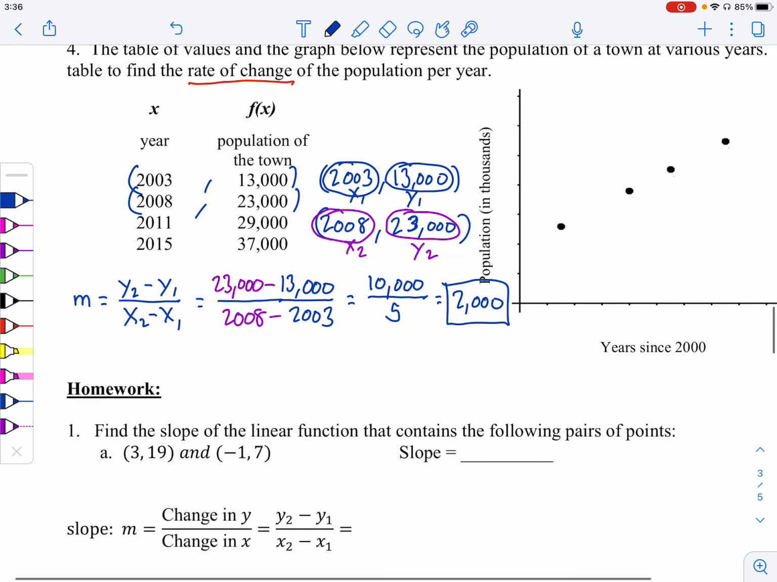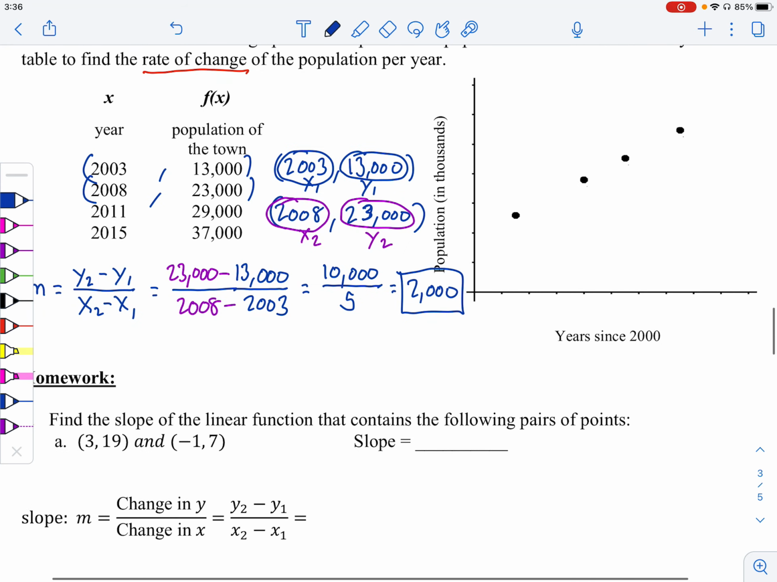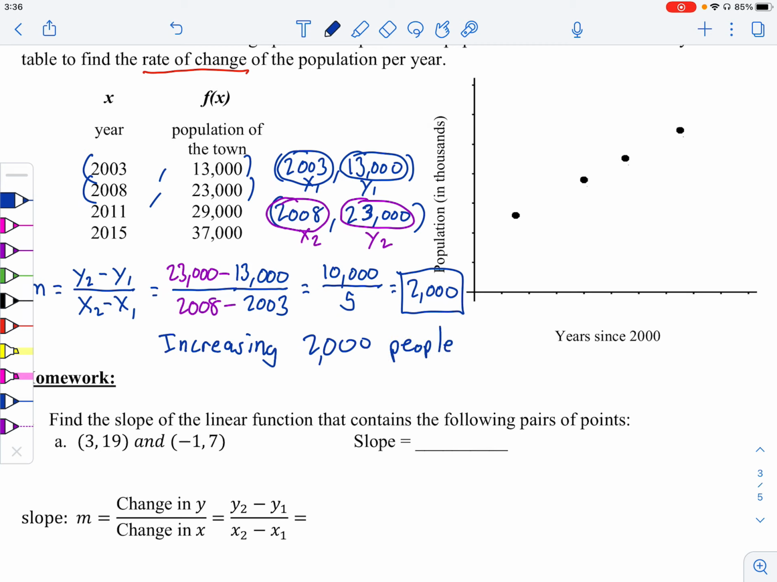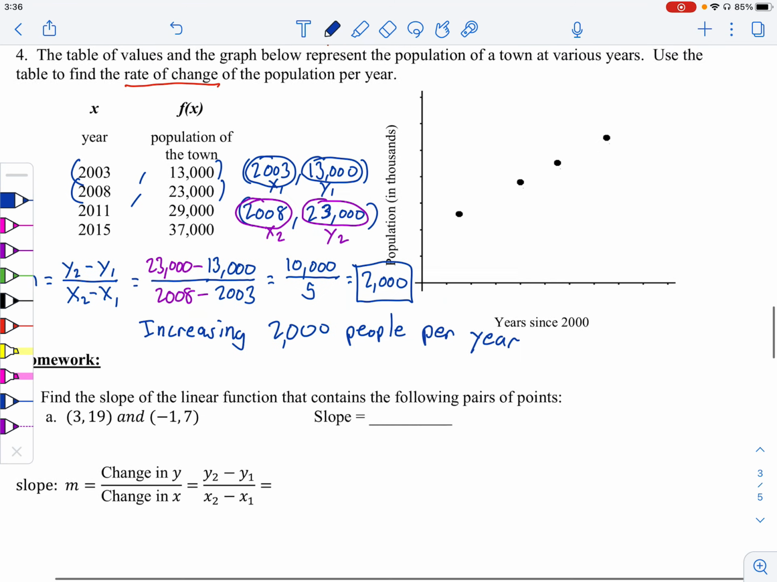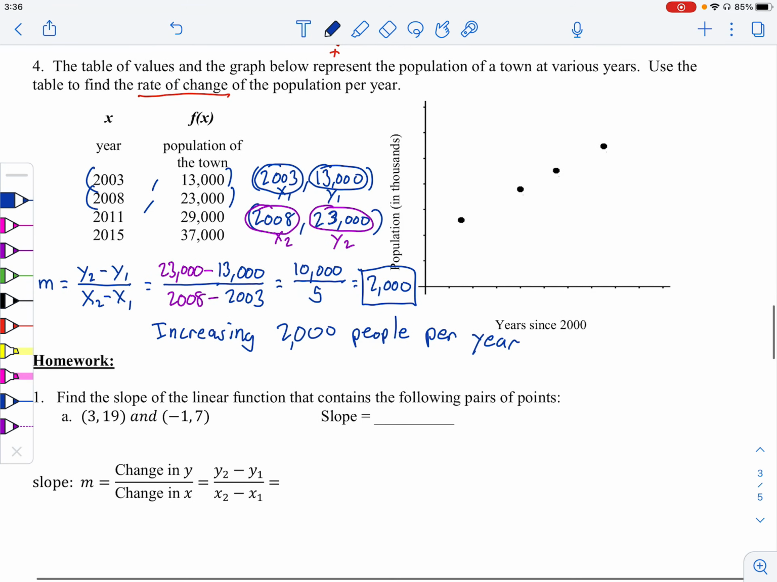So what is the rate of change of population per year? Increasing 2,000 people per year. So that's our rate of change, 2,000. And again, the right side of our graph is going up, so that means we have a positive slope, a positive rate of change. We're increasing by 2,000 people per year, because it's increasing going up to the right.